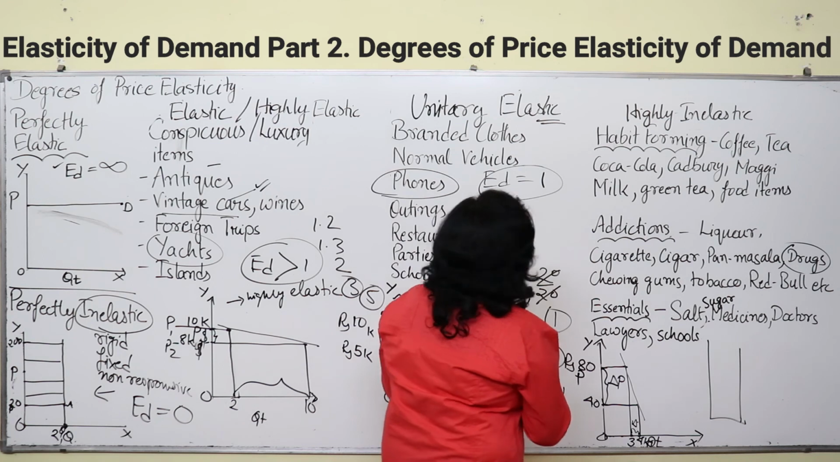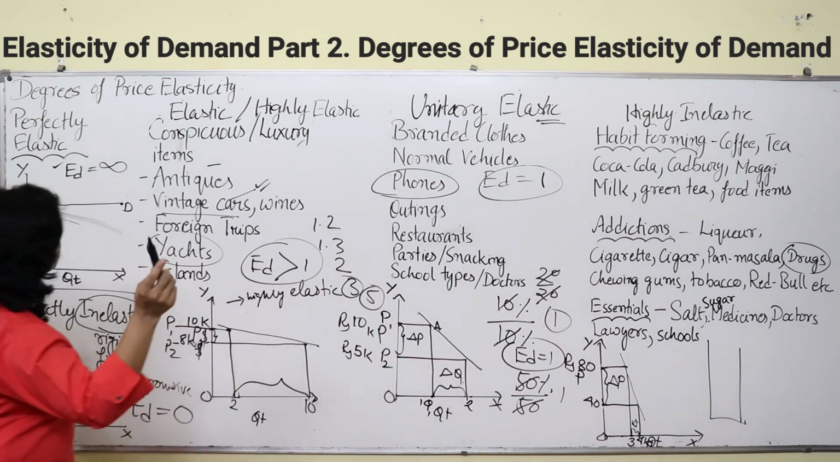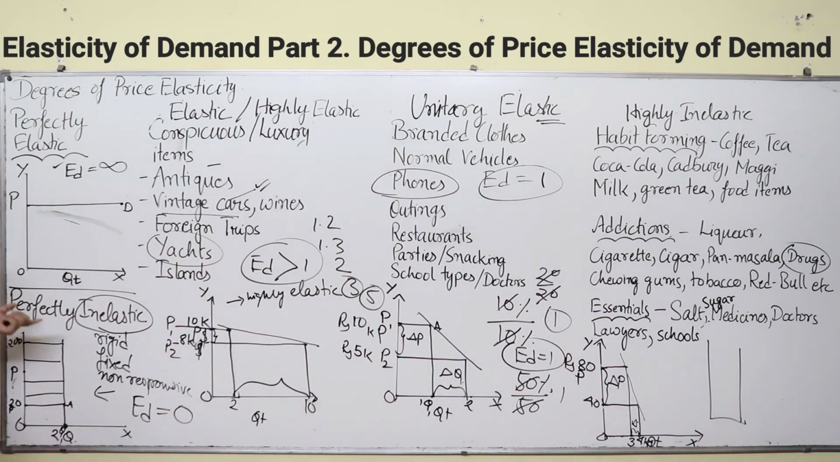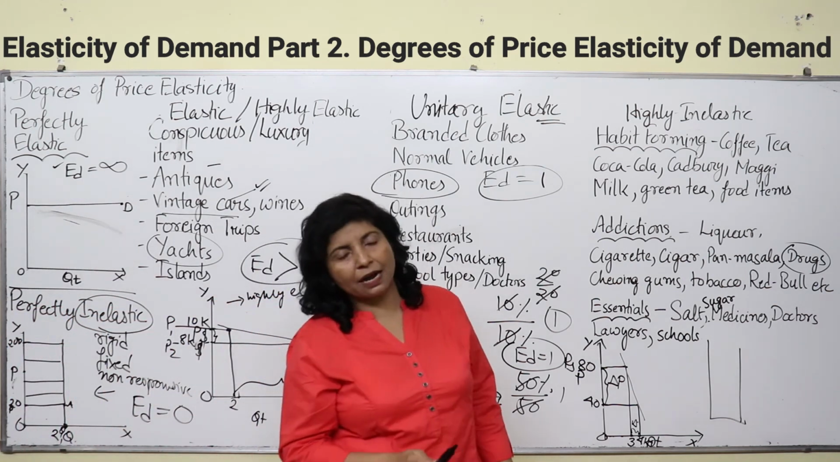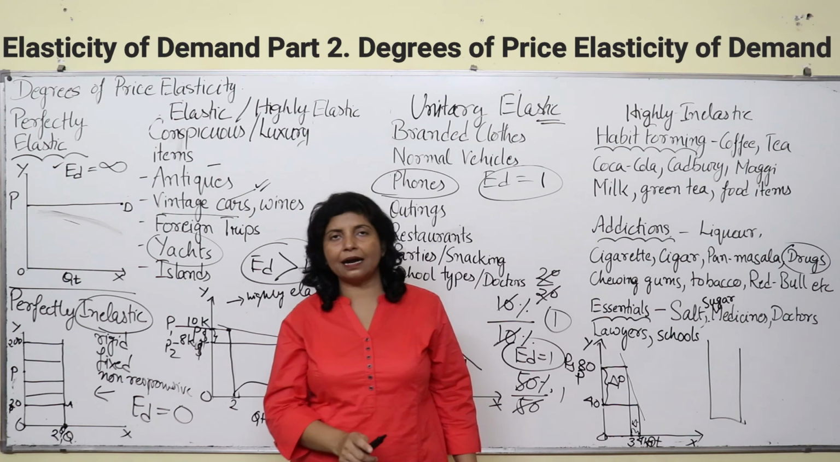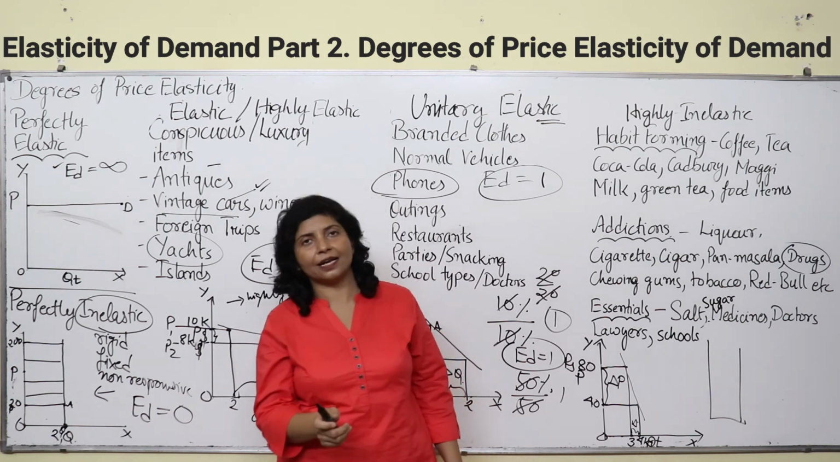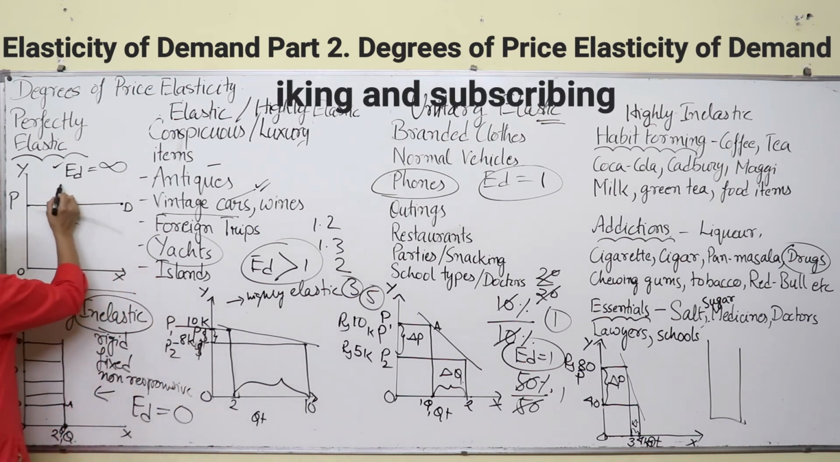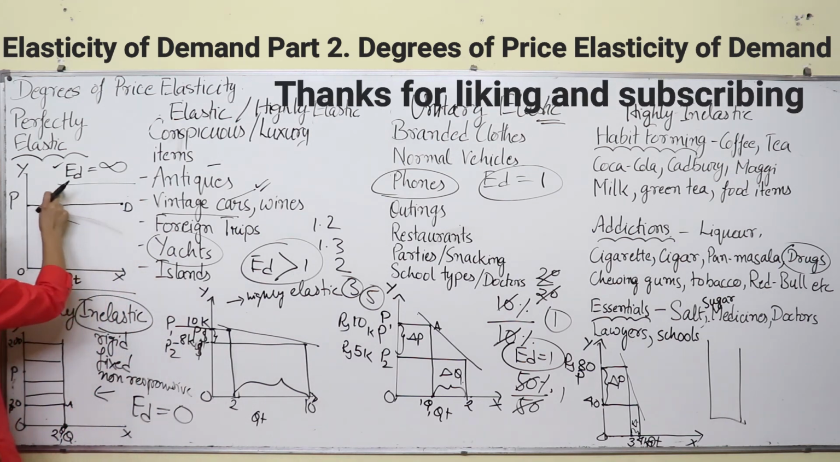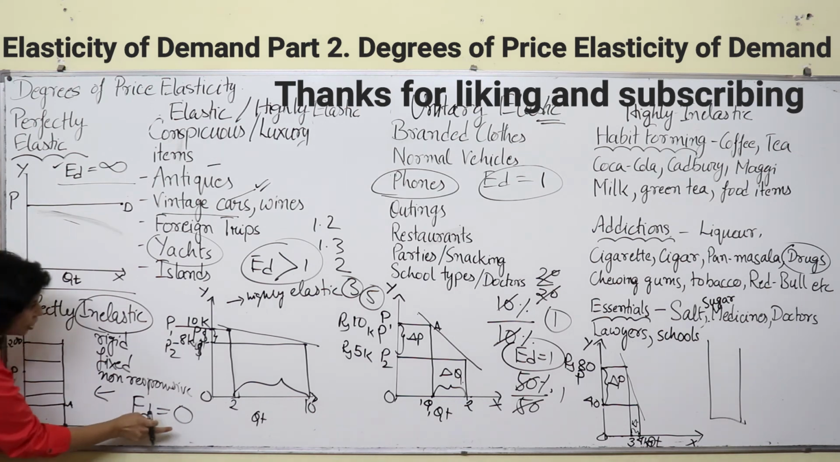Now here we have 5 types of price elasticity. What are they? Repeat with me. Perfectly elastic demand, perfectly inelastic demand, highly elastic demand, highly inelastic demand, and unitary elastic demand. For perfectly elastic, ED is equal to infinity. For perfectly inelastic, ED is equal to 0.